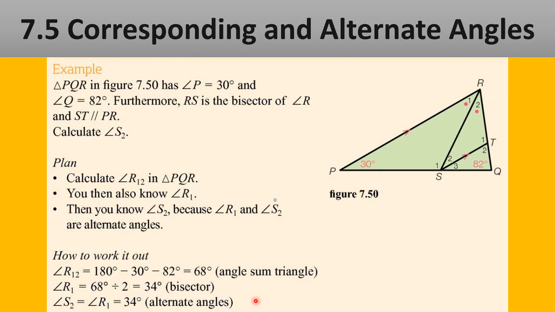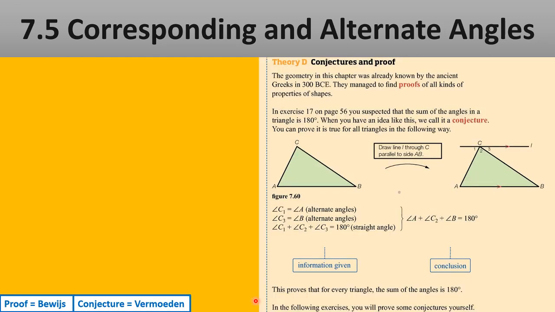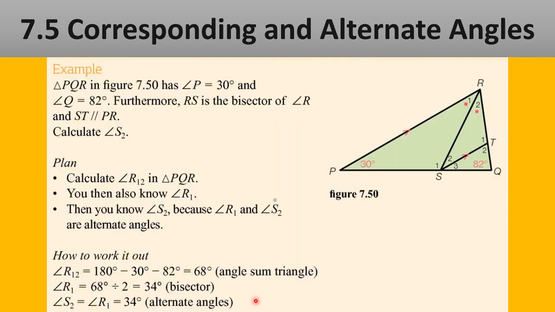The next thing we're going to take a look at are conjectures and proof, which are only a small part of this chapter. I think the most important part is about these corresponding and alternate angles.